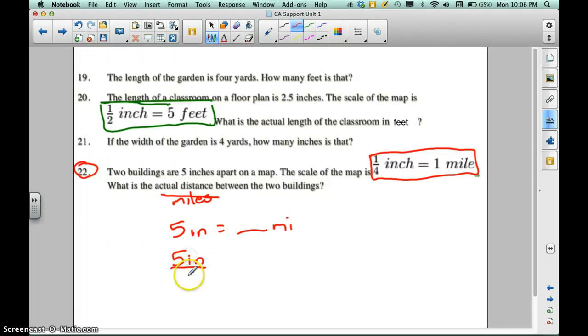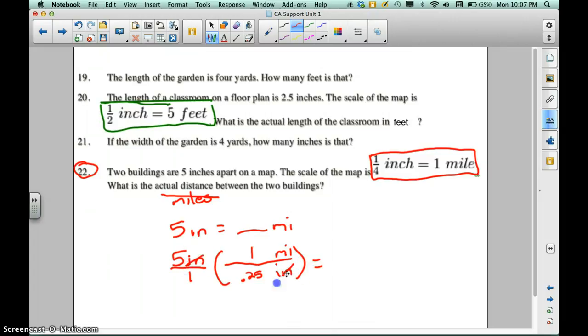We put 5 inches over 1, and now we're going to make our unit fraction. Since we want to get rid of inches, we're putting inches on the bottom, and since we want to keep or end up with miles, we're putting miles on the top. Now use this scale that they gave us, 1/4 of an inch. So inches are on the bottom. You can put 1/4 or you can make it a decimal if that's easier for you. A decimal is 0.25. You can use your calculator to change that if you need to, but I hope that you know that one. 1 mile goes on top, and that's our unit fraction.